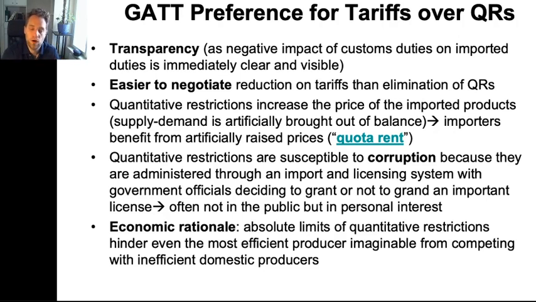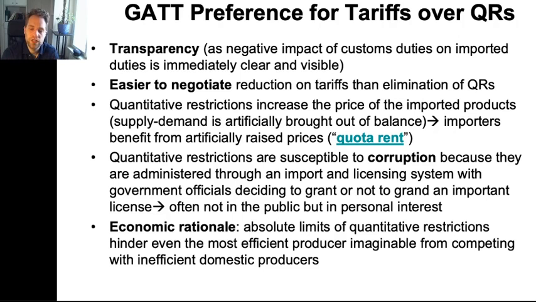expected. Or another reason why the GATT prefers tariffs over quantitative restriction lies in the fact that tariffs are, from historical experience, simply easier to negotiate. Negotiations on tariff are also particularly difficult, as all negotiations in the GATT and the WTO, but it is still easier to reduce tariffs than eliminate quantitative restrictions altogether. Then what you also have in this connection is something called the quota rent. What is the quota rent?